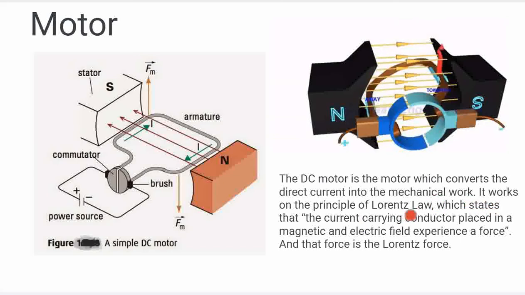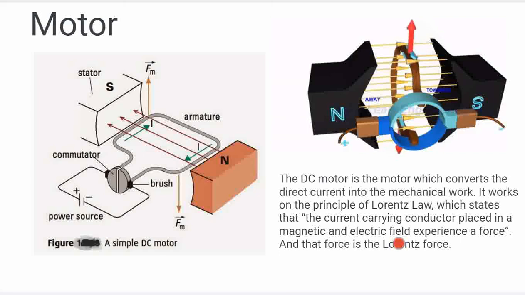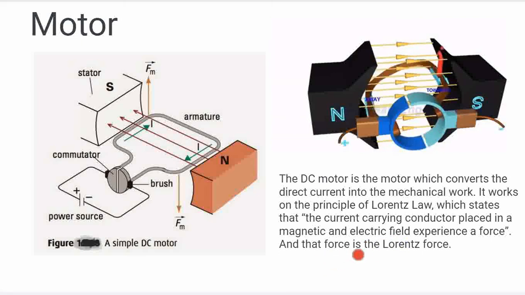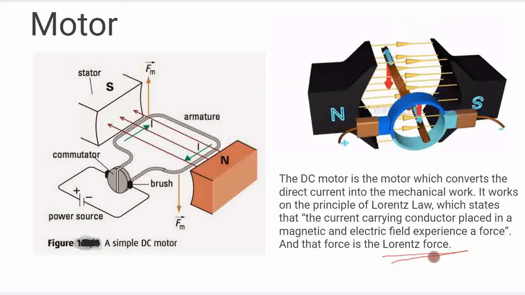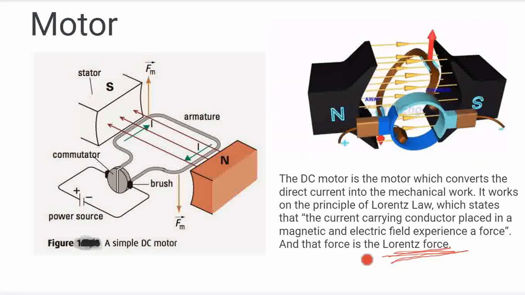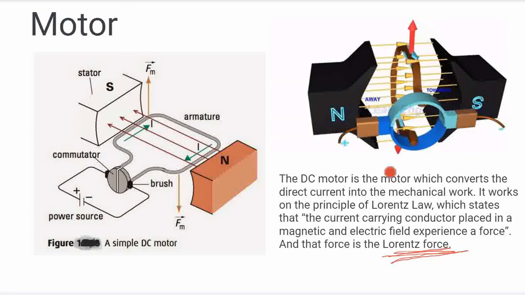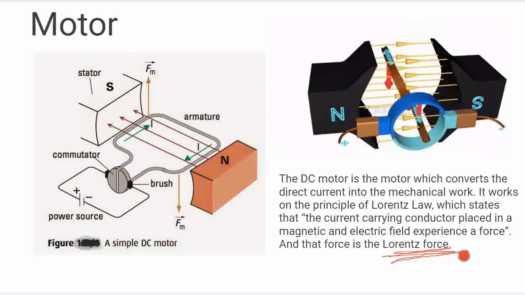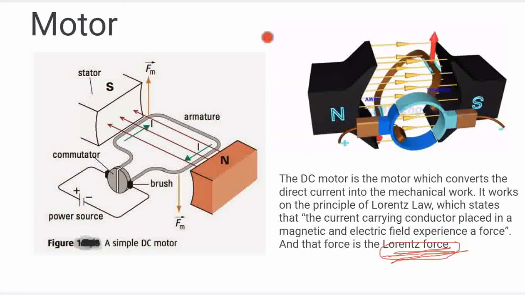The DC motor is a machine which converts direct current into mechanical work. It works on the principle of the Lorentz force. A current carrying conductor placed in a magnetic field experiences a force, and that force is called the Lorentz force.